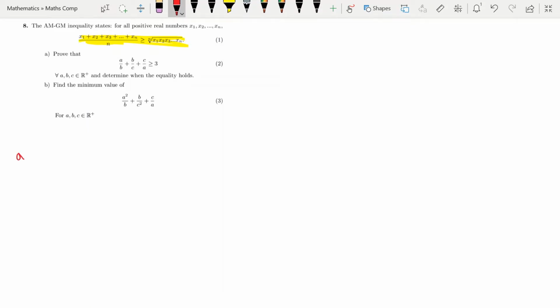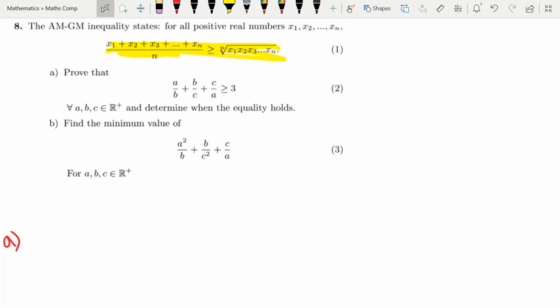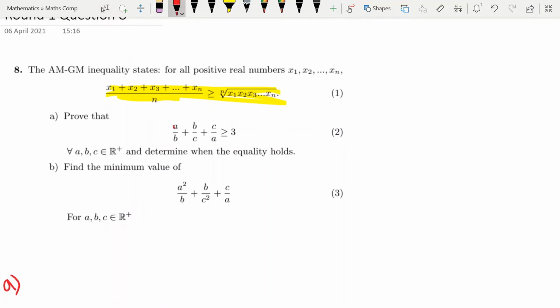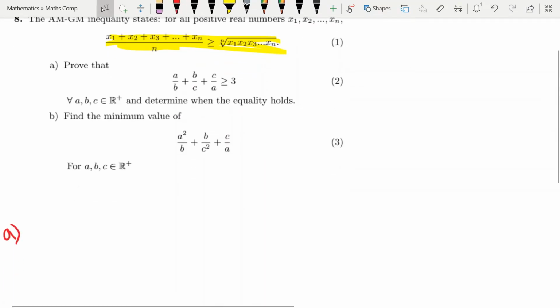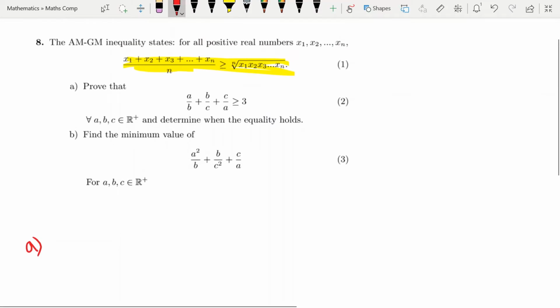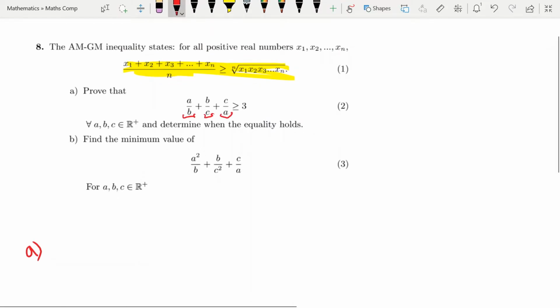So we've got that. We want A over B plus B over C plus C over A to be greater than or equal to 3. And it also happens there's 3 terms here. So it may be obvious, or it may not be, just to try the AMGM inequality on these 3 terms here. So let's do that.